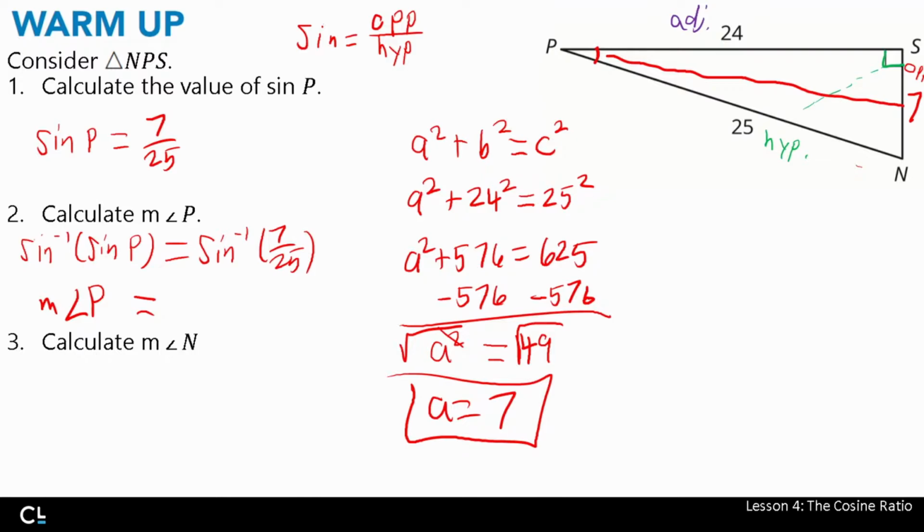You click enter, and it's going to give me, and we're going to round to the second decimal place in this whole PowerPoint, 16.26 degrees. There's my answer.